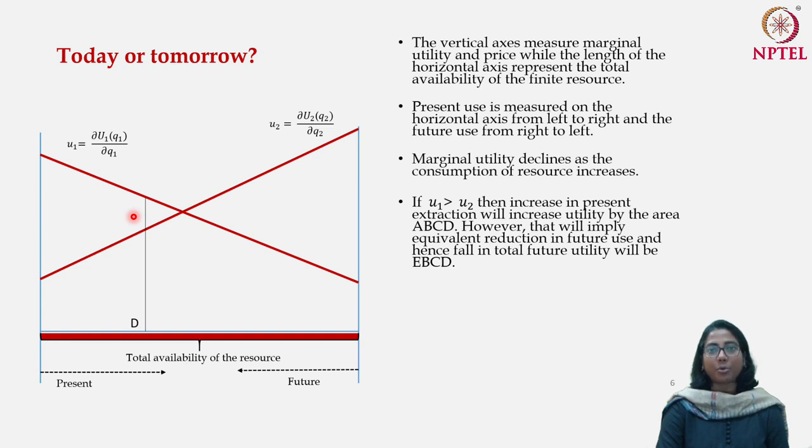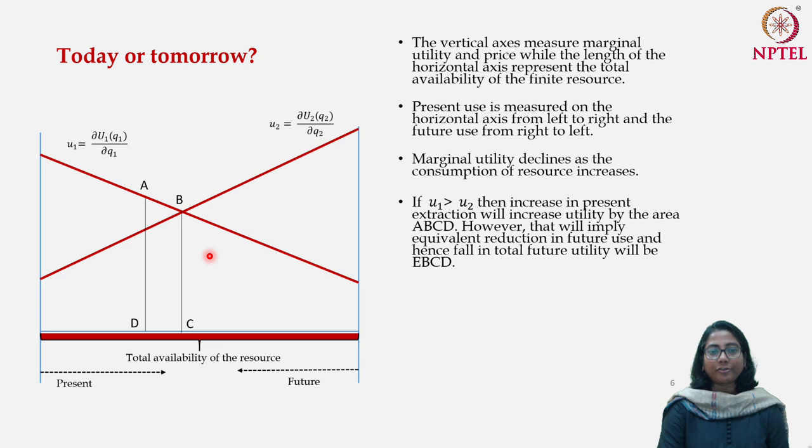If we are at a point where U1 is greater than U2, in that case, if you increase today's consumption and leave less for tomorrow, then you move to a point like C. So CD is your increase in today's consumption, and this is the decline in your future consumption. As you move from D to C, your present consumption is increasing. What is the increase in your utility? Your total utility is increasing by the amount ABCD. This area ABCD represents the integration under the curve U1 between the two points C and D. So as you increase your present consumption from D to C, your total utility is going to increase by the amount ABCD.